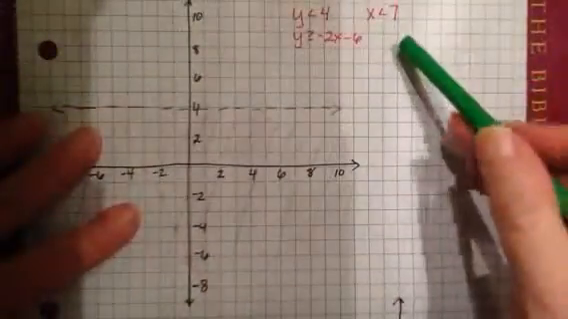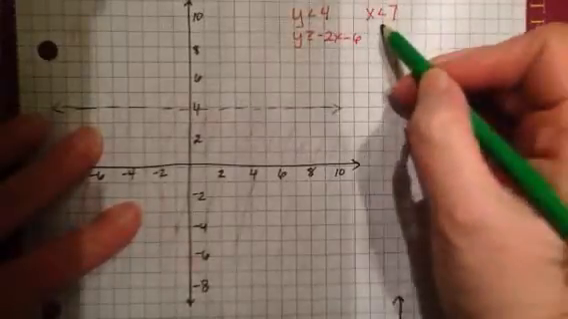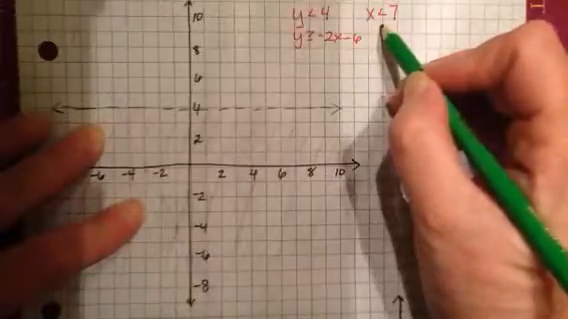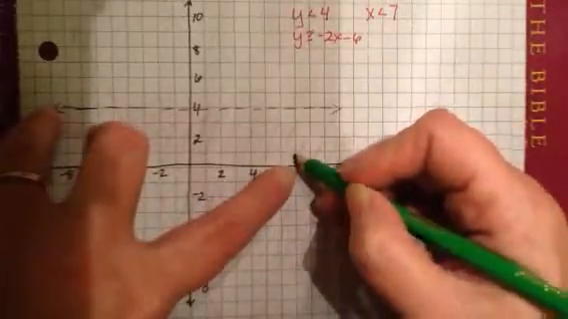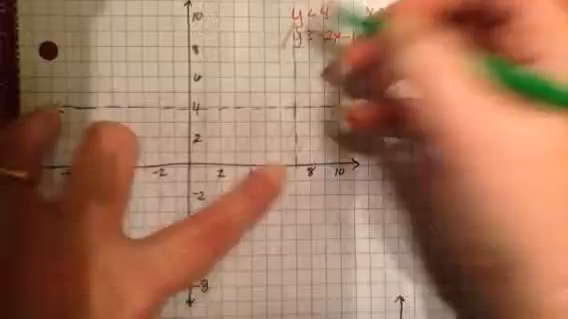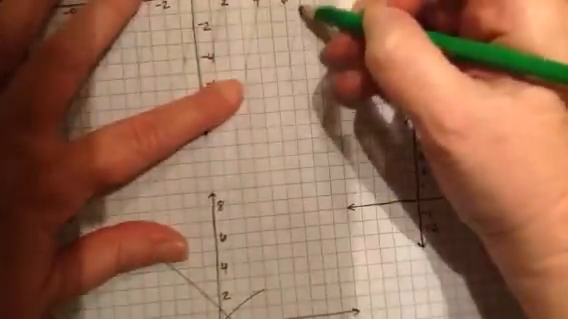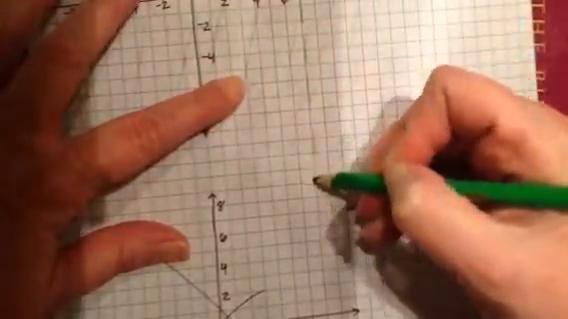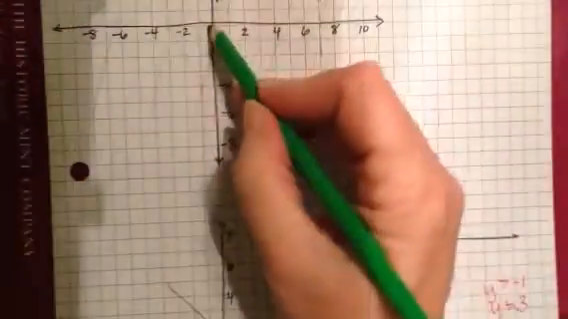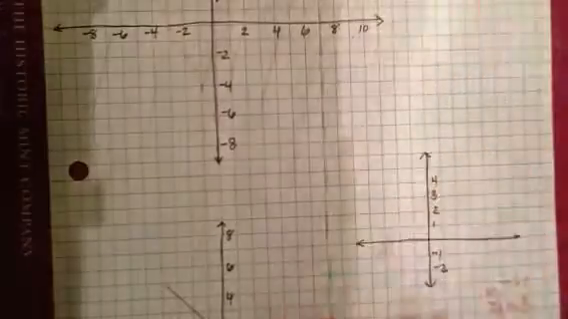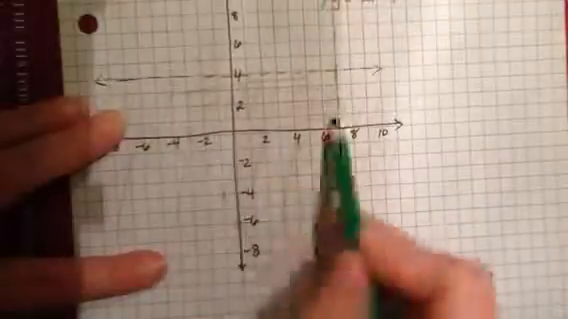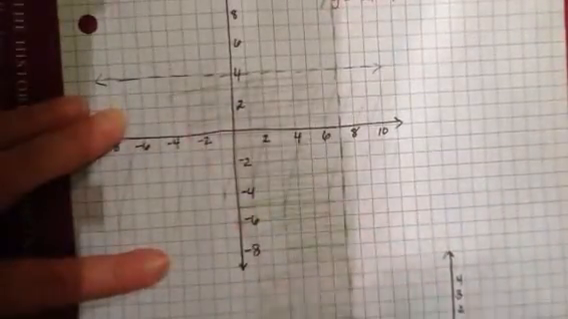All right, last one. I need to graph x is less than 7. So I ask myself, is it solid or dashed? That's right, it's dashed because there's no underline. It is less than 7, so here's my x is 7. And then now I need to figure out which side of the line to shade. Let's see, if I put 0 in here, is 0 less than 7? Yes. So that means I'm going to shade this side of my line.